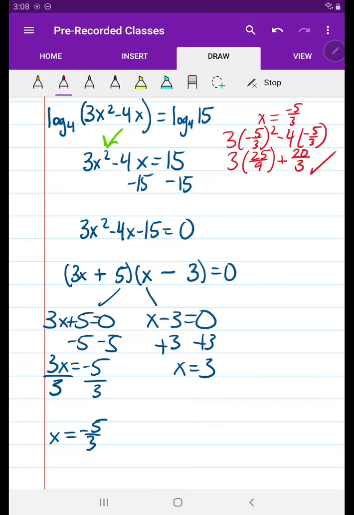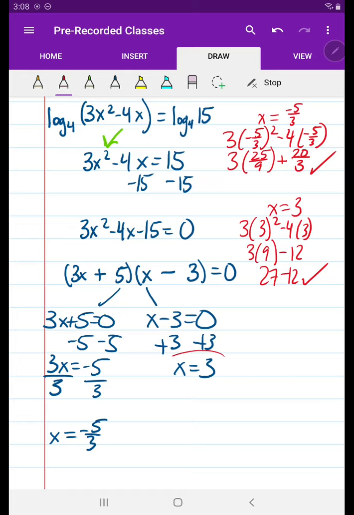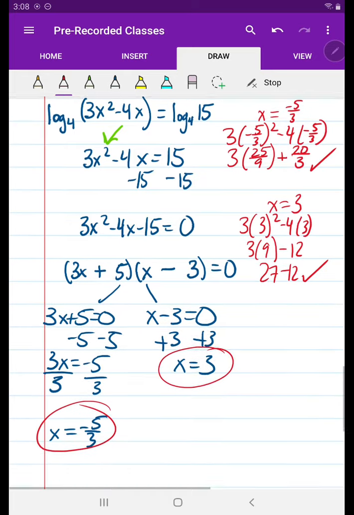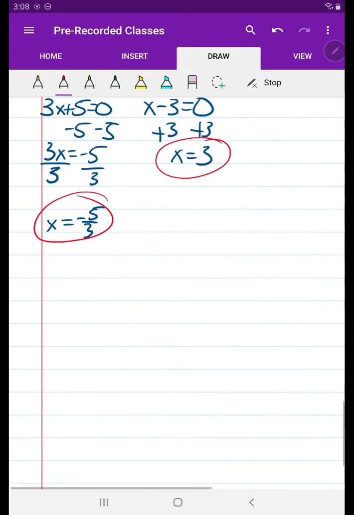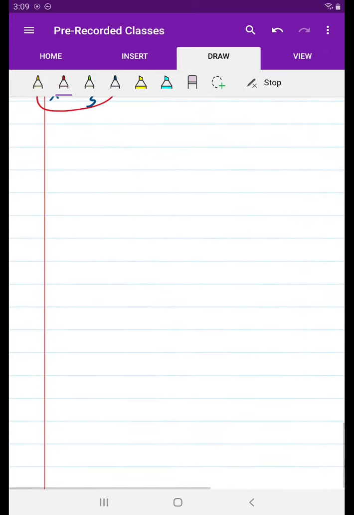And then if I check 3, so I'll have 3 times 3 squared minus 4 times 3. So that'll give me 3 times 9 minus 12. So that'll be 27 minus 12, and that ends up being positive as well. So both of these are solutions. Both of them can work out. So that was number 12. So we'll go on to number 13.